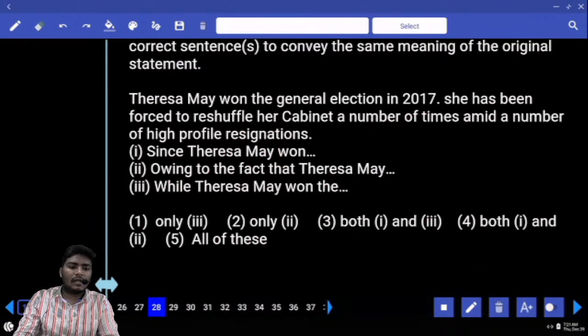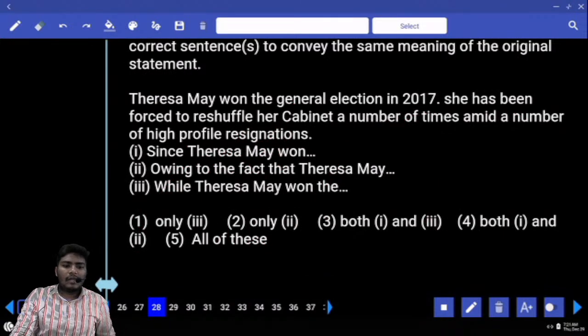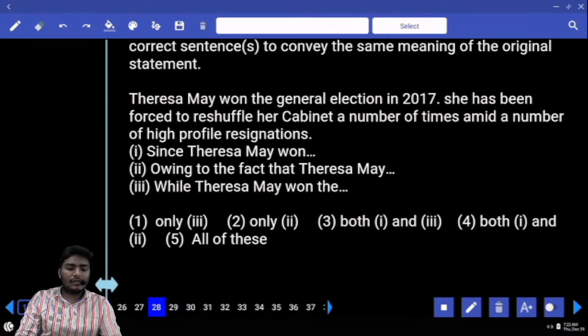Next, move to the starters. Theresa May won the general election in 2017. She has been forced. Here you have to focus very carefully on this. She has been forced. Underline that. That is the main part in this. She has been forced to reshuffle her cabinet a number of times amid a number of high-profile resignations.